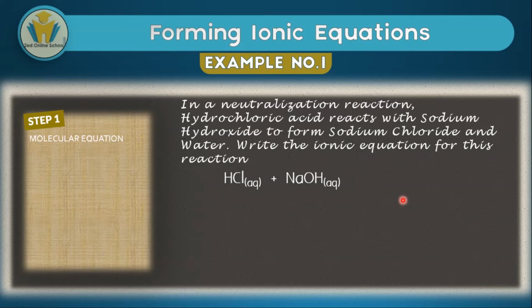Now, this forms sodium chloride and water. Sodium chloride is a salt and it's also aqueous. Water is liquid. Don't mistake it to be aqueous, because water can never be dissolved in water. Water is just a compound that has a relatively low melting point, and therefore it's able to exist in liquid state at very low temperatures.